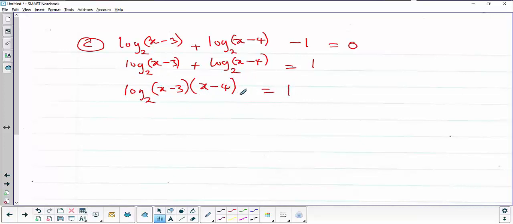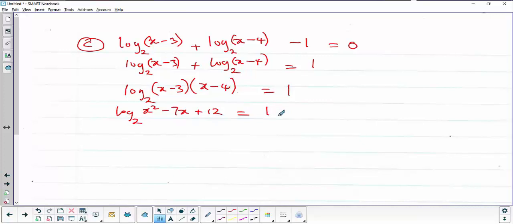So let us expand this one. Log. So when we expand this one, we are going to have x squared minus 7x plus 12 base 2 equal to 1.